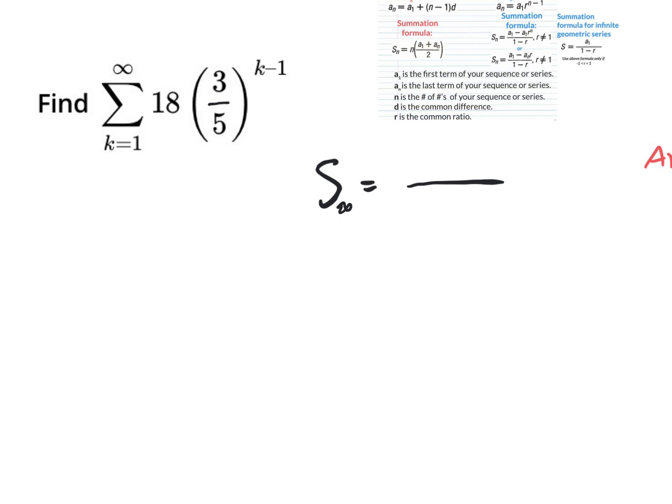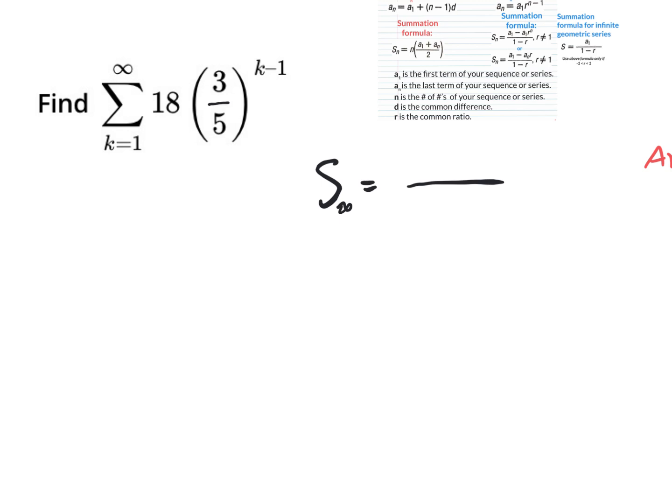So what is a sub 1? A sub 1 is simply plugging in 1 right there. 1 minus 1 is 0. Anything to the 0 power is 1. 1 times 18 is 18. Or you could recognize that this is kind of like the a sub n rule for a geometric sequence: a sub n equals a sub 1 times a common ratio to the n minus 1 power. The only difference is that you have a k instead of an n.